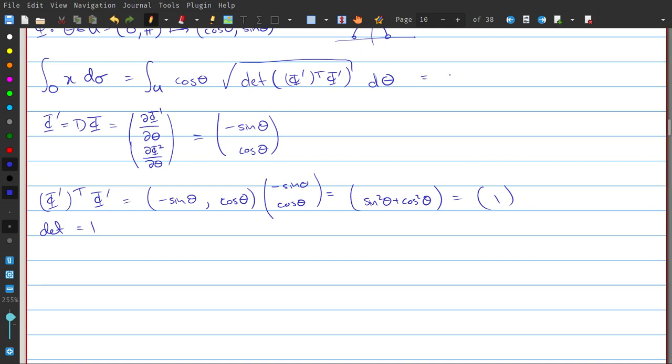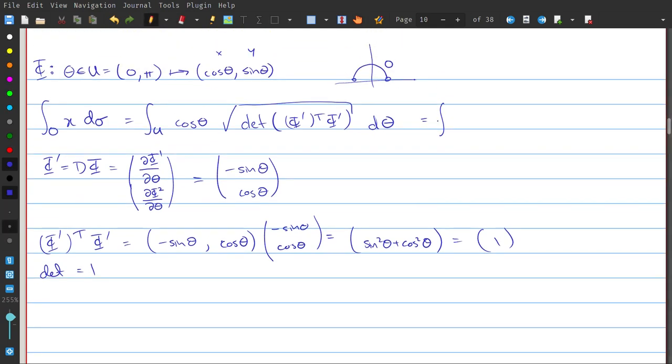So continuing on up here, we now have the integral over U, which is from 0 to pi, of cos theta multiplied by 1 d theta. And if you think about the graph of cos from 0 to pi, the areas cancel, and you end up with 0.